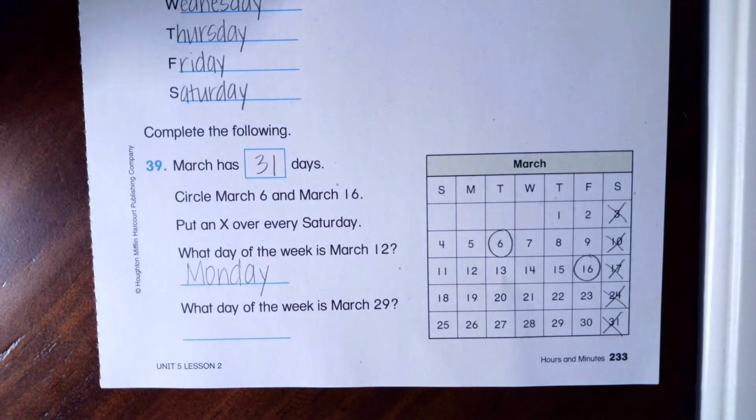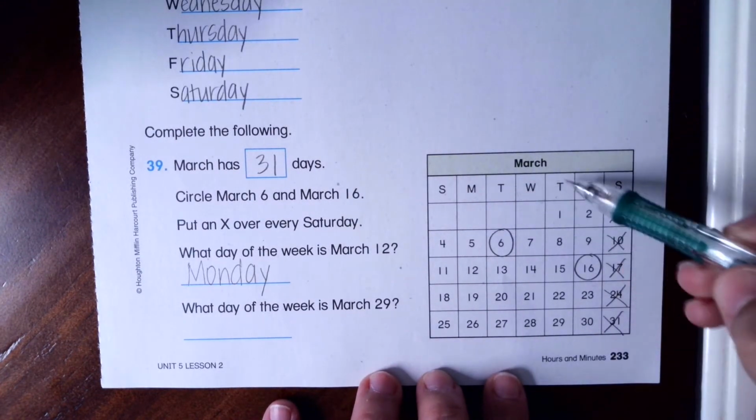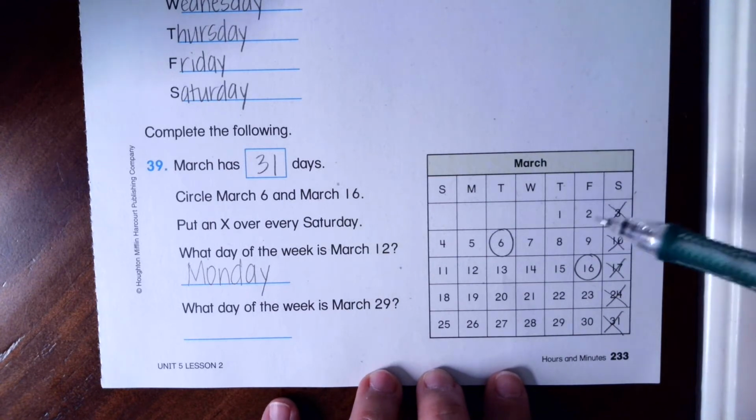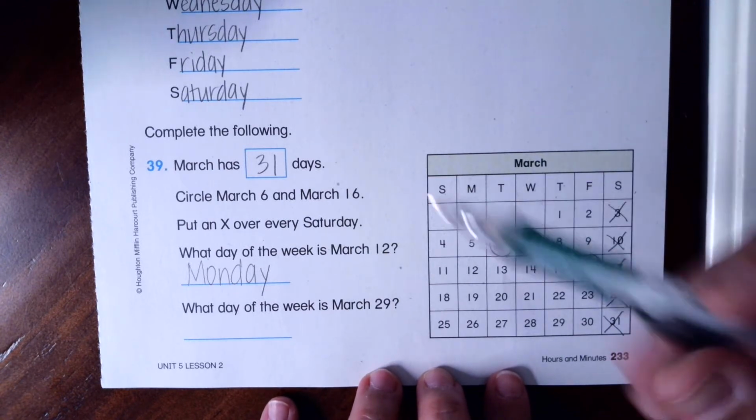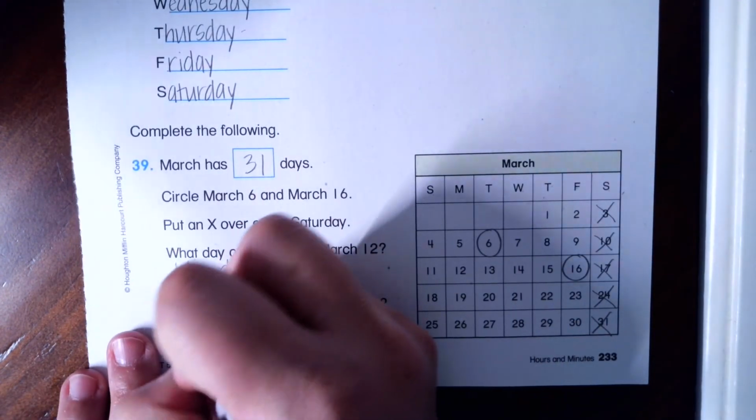And then we have March 29th. And so I'm going to go find that. I see it right down here. Now it's one of my T's. So it's my T that's between Wednesday and Friday. So we know that one is Thursday.